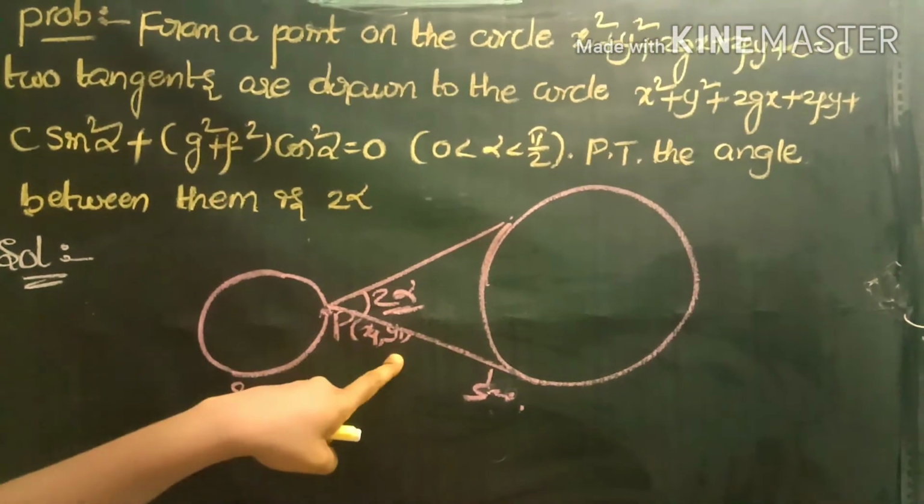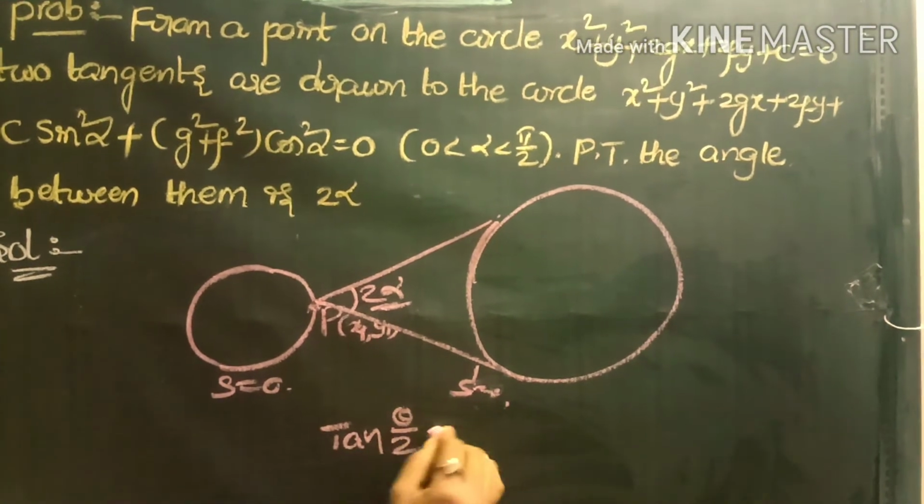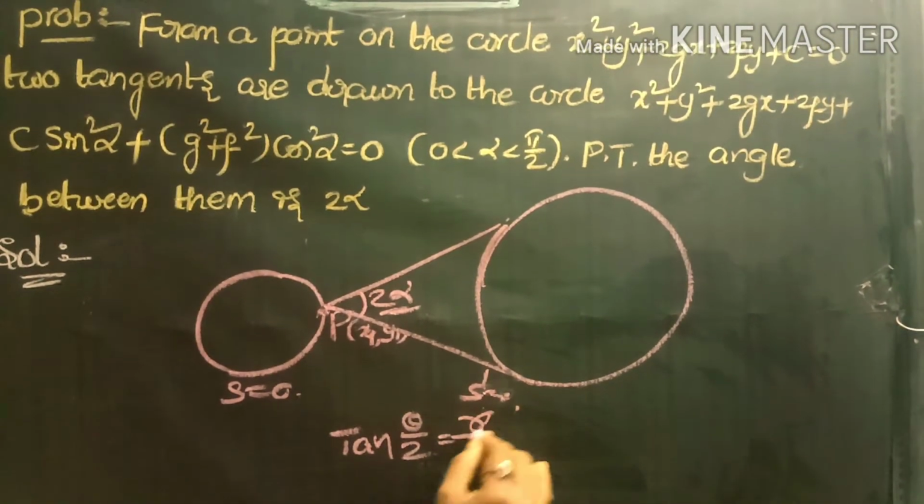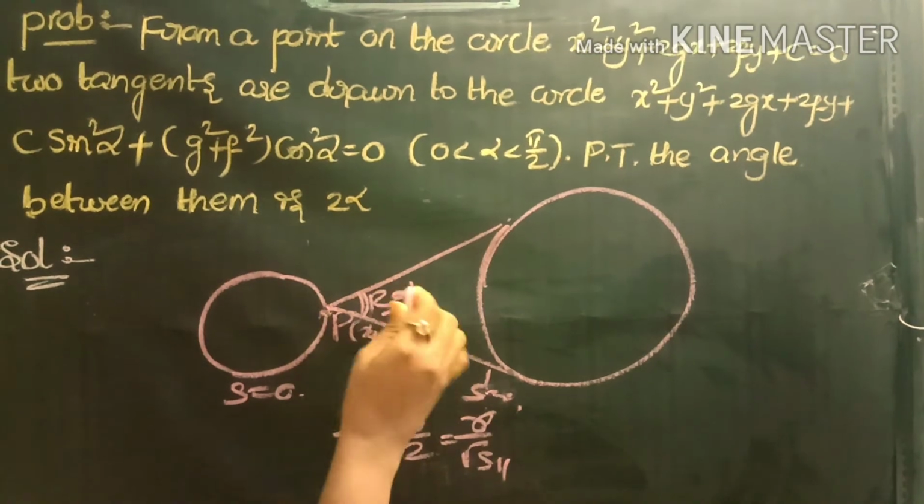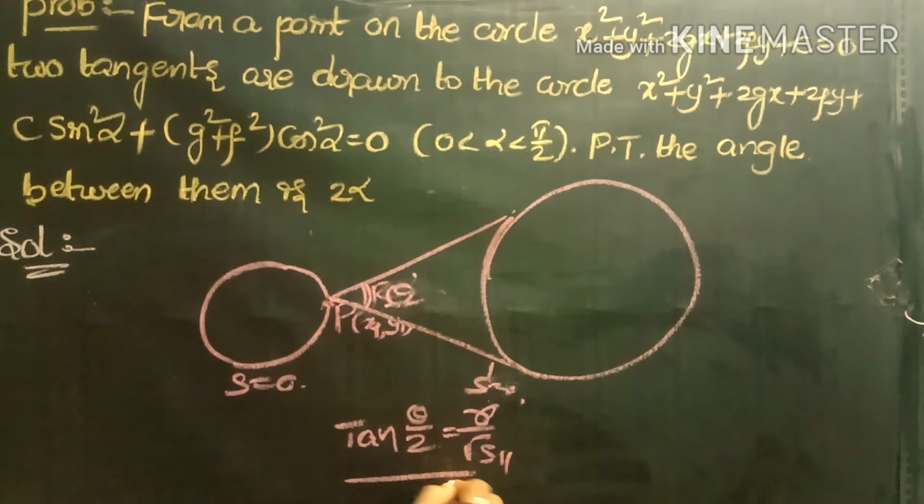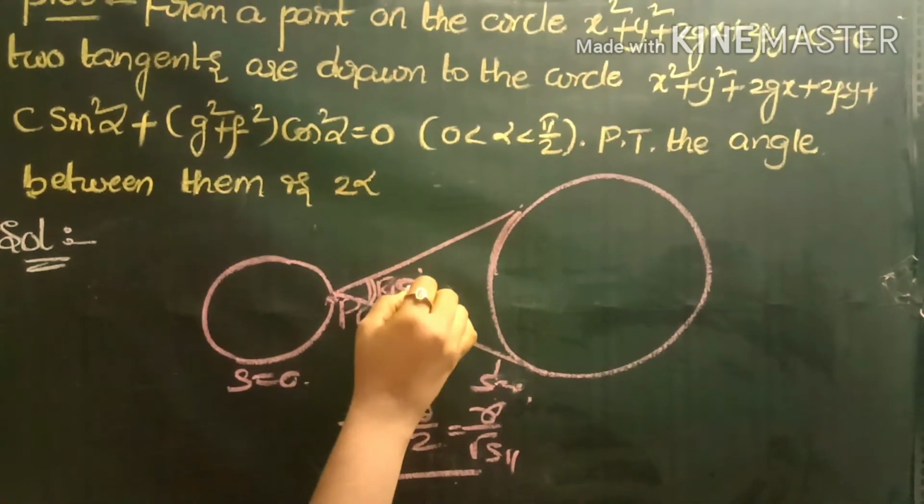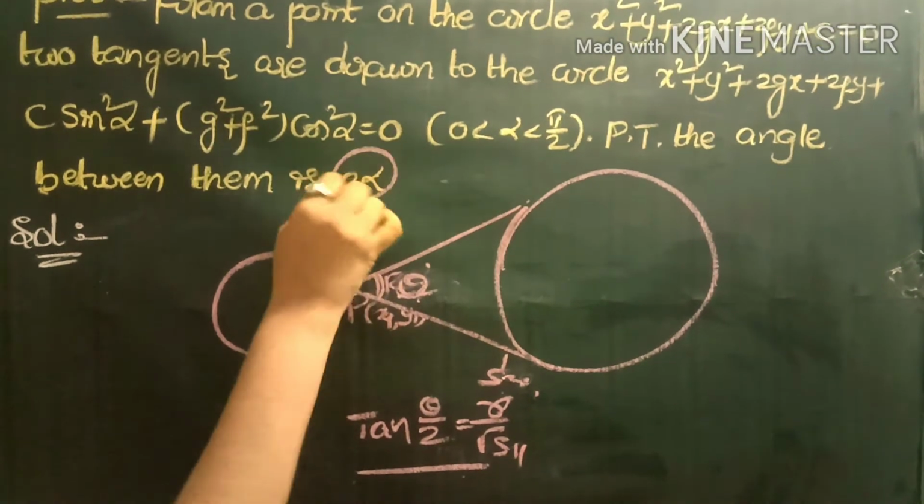So, what is the formula for finding the angle between the tangents? tan(θ/2) = r/√S11, where θ is the angle between the tangents. If θ is the angle between these two tangents, then the formula is tan(θ/2) = r/√S11. By using this formula, we have to find the value of θ and show that it is equal to 2α.